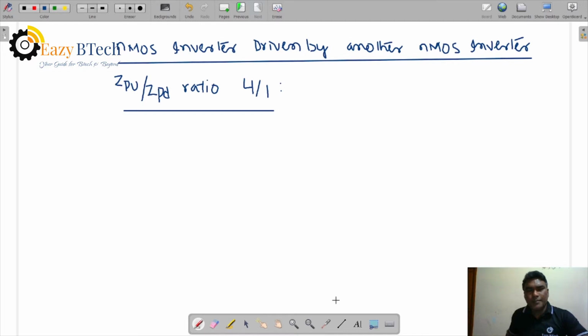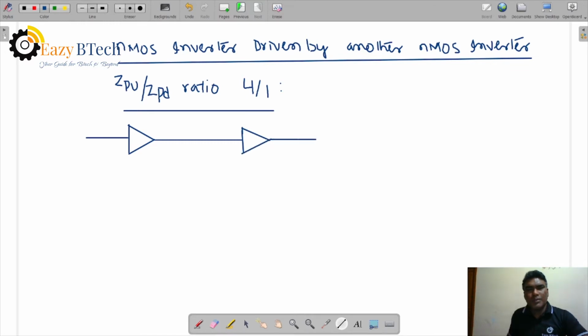Let us see the diagram. NMOS inverter. So this is NMOS inverter, the inverter symbol. This is a symbol of inverter, and internally it is designed by NMOS.